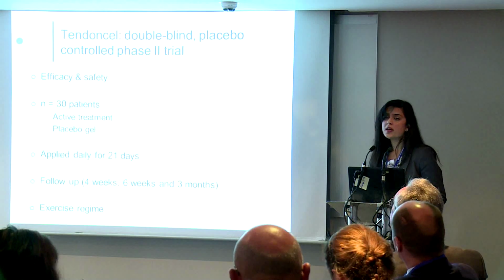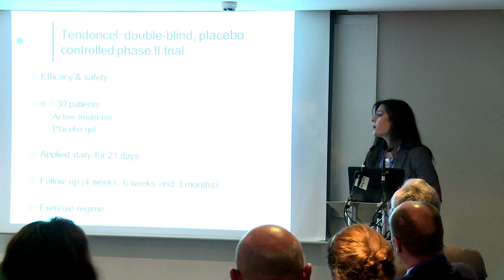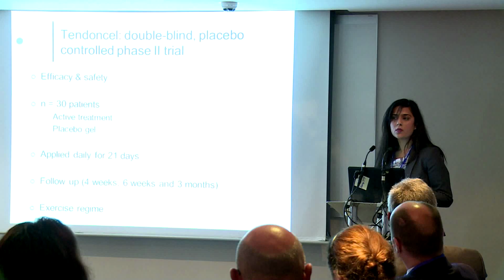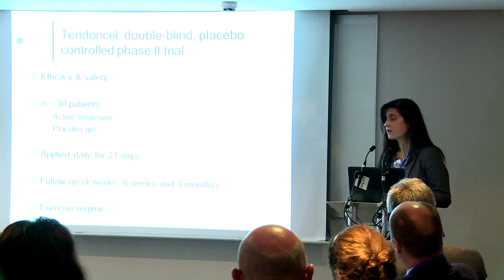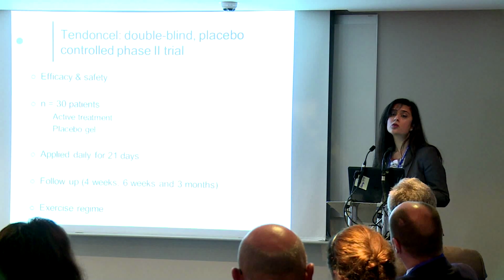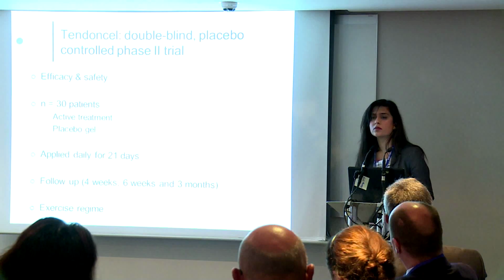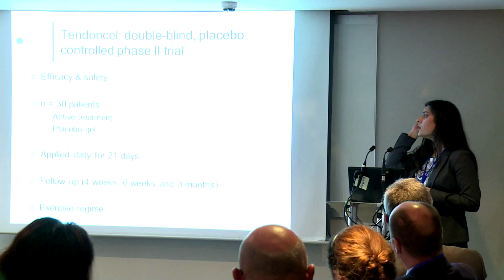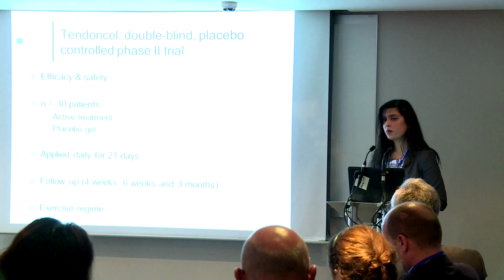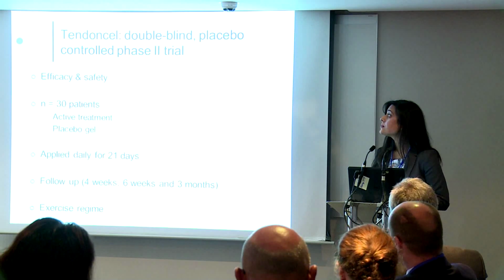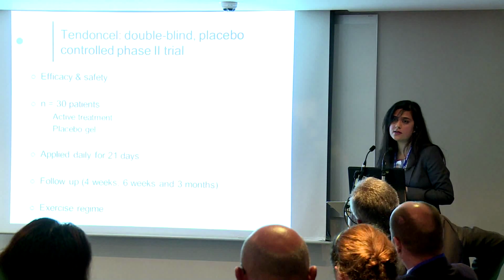So about 4 years ago, when I joined CTL, we were trying to develop this gel. And this gel is a unique combination of growth factors, which is embedded within a cellulose derivative, which allows you to give a controlled release of growth factors and allows you to give a maximal therapeutic benefit. So after we developed this gel, we were interested in working with the clinical team to help people who were suffering with tennis elbow. So we set up a double-blind, placebo-controlled phase 2 trial. And the name of our gel is Tendoncel.